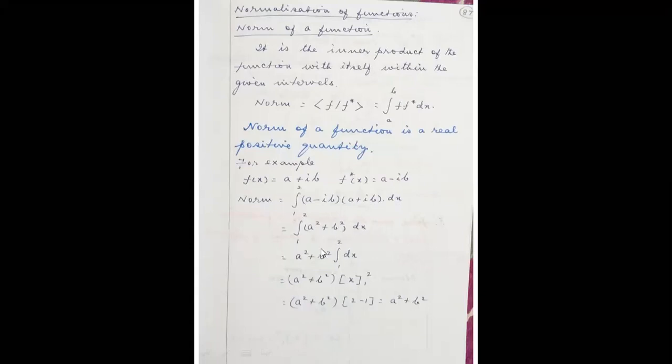So a square plus b square can be taken out. It is simply the integral 1 to 2 of dx. When you integrate, it is x from 1 to 2. When you apply the upper limit and the lower limit, you are getting a square plus b square. So a square plus b square is the norm of the function a plus ib, because we have found out the inner product of the function with itself.